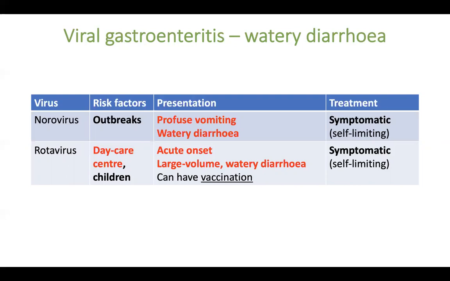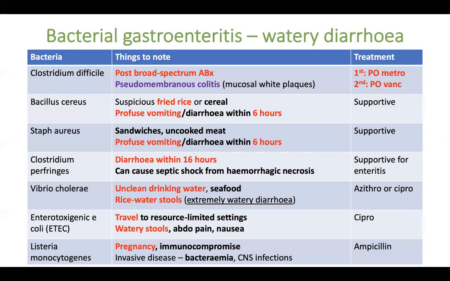In terms of your bacterial gastros that give you watery diarrhea, these are the things that are not your dysentery ones, so the things that give you your secretory. I think these are the main ones to know. Obviously there are others, but they're rarer.